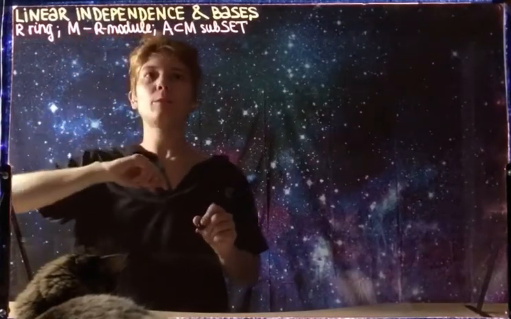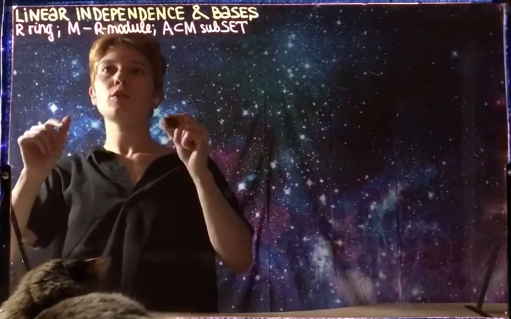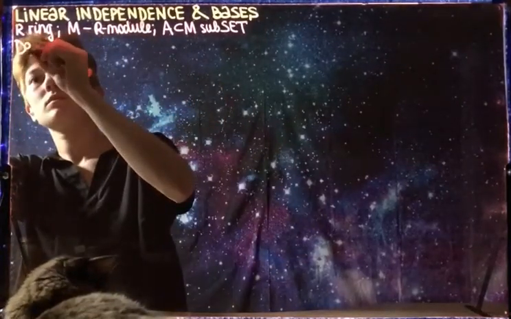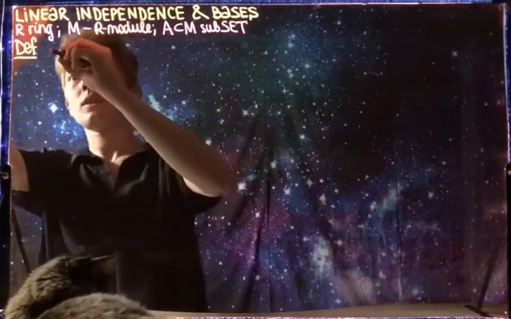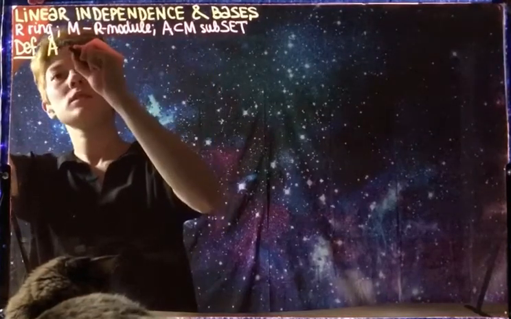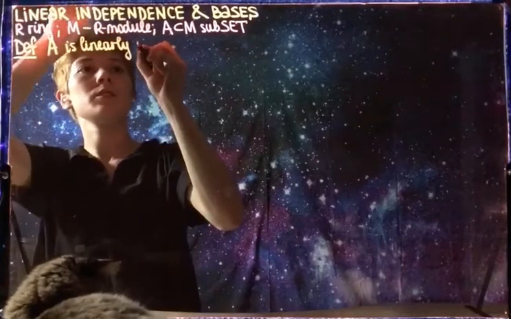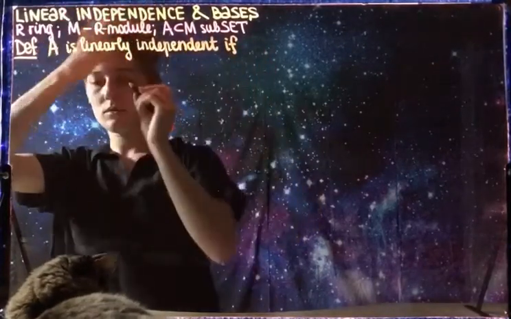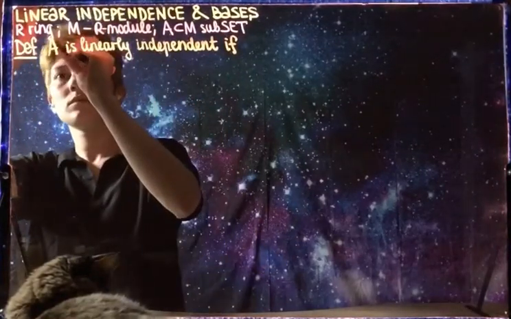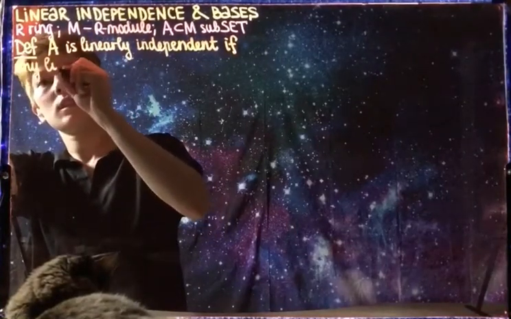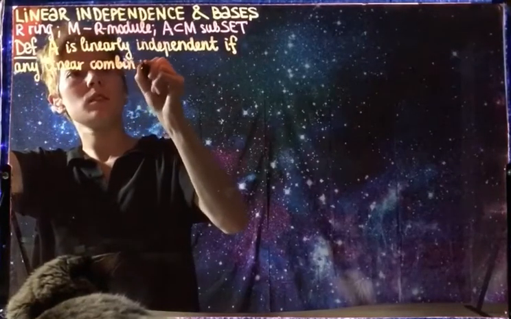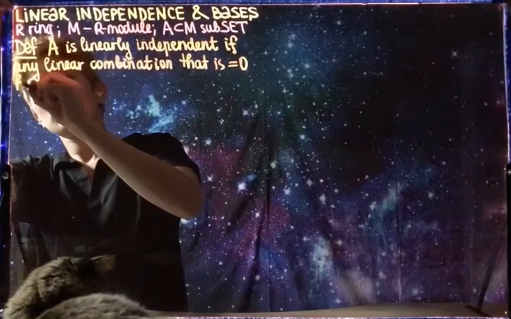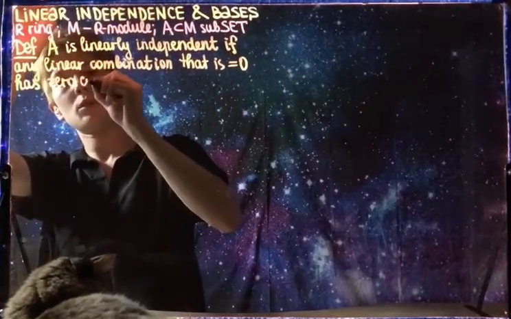Now we are arriving at the notion of linear independence. So when our subset A, which possibly generates the whole R module M, when is it linearly independent? So I say that this subset is linearly independent if any linear combination that is equal to 0 is trivial, so has 0 coefficients.